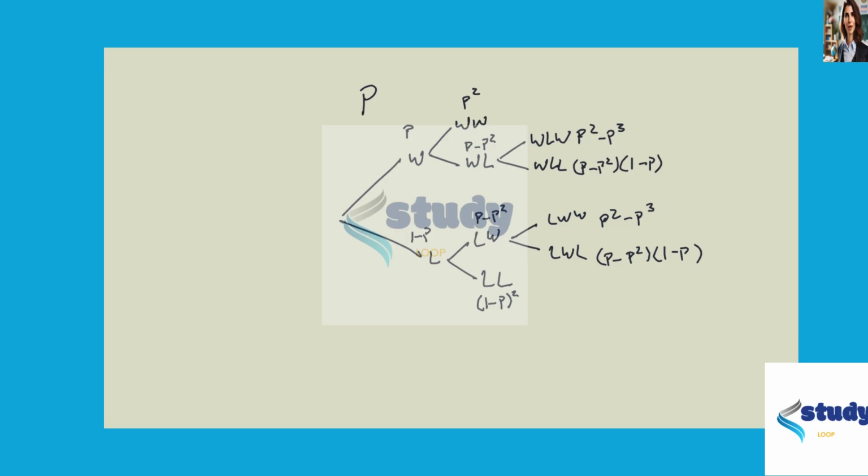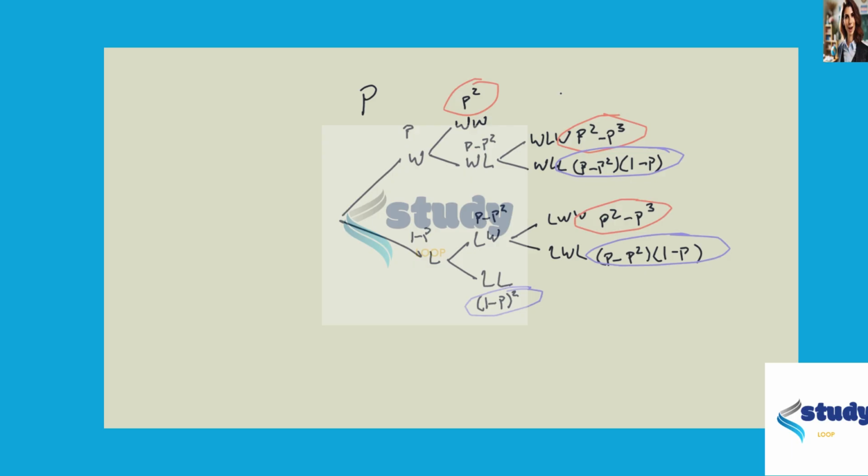So now, I'll circle all the results we've got. The winning results I will circle in red: win, win, win. And the losing results I'll circle in blue: lose, lose, and lose.